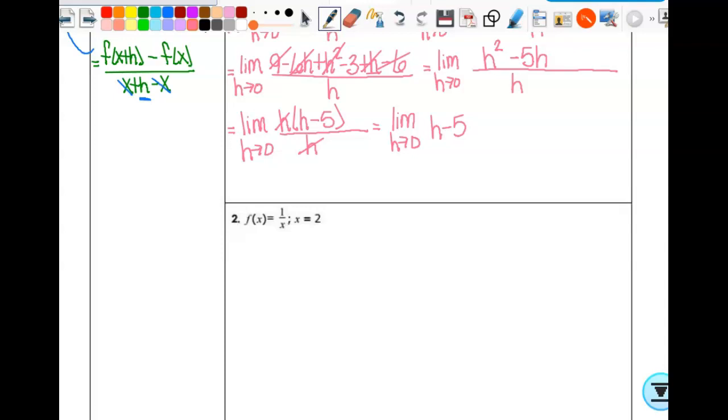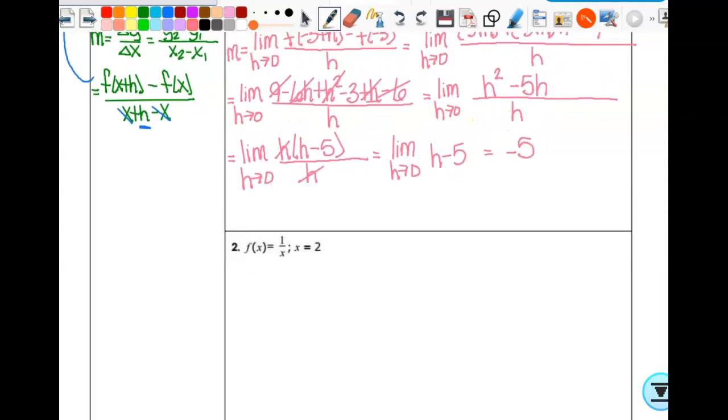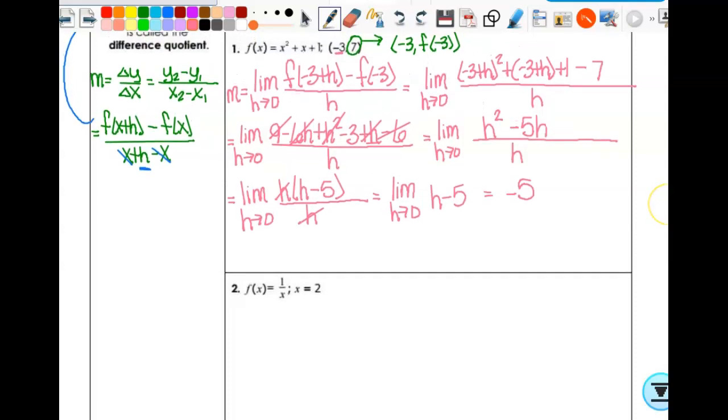When I substitute in 0 and I actually evaluate it, then I no longer write the limit, and my answer is negative 5. And what does negative 5 represent? Because if you can do all that, that's great, but you got to know what the heck the negative 5 even means. What is it? The slope. Sorry, but it's the slope of the line. The slope is negative 5.